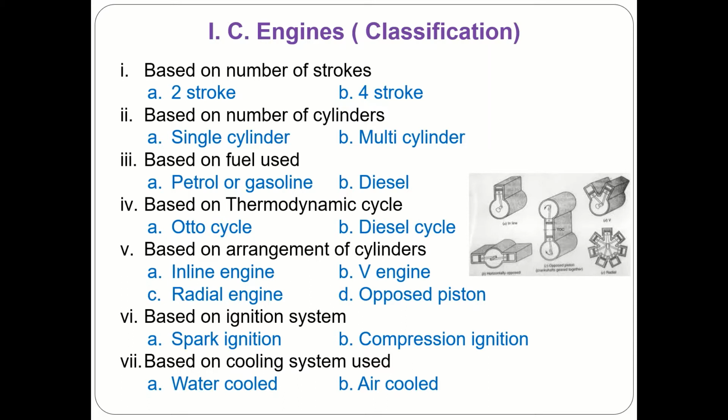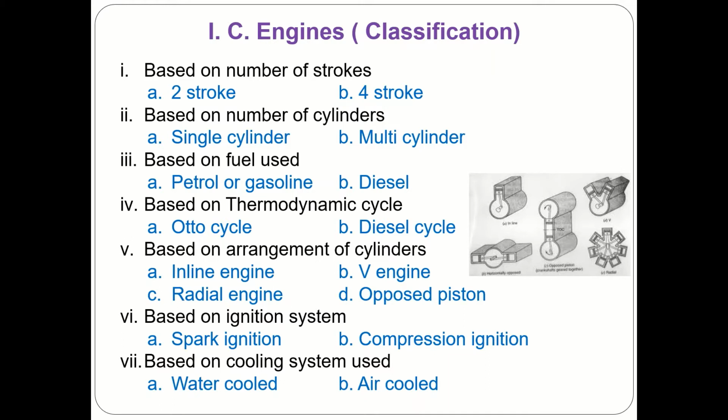Similarly, you can also have a radial engine, in which the cylinders are arranged radially outwards with a common crankshaft. You can also have an opposed piston engine, in which two pistons are moving towards each other and they have a common combustion chamber. In this case, you have two different crankshafts which are then geared together and the output is obtained at the end.